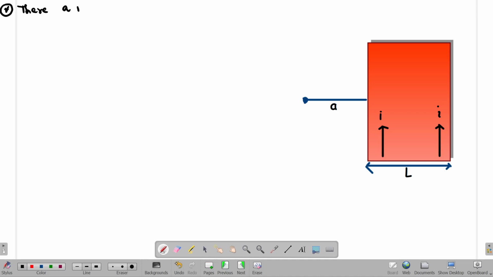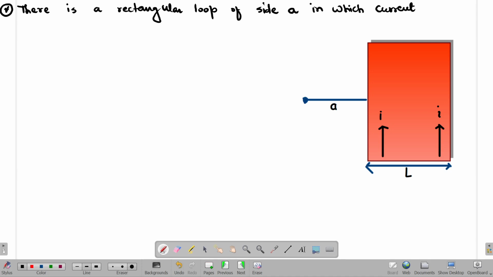There is a rectangular loop of side L, in which current I runs along the whole surface. Consider it of breadth B. Actually, breadth will not be required, but consider it. Got it? Then find the magnetic field at point P.